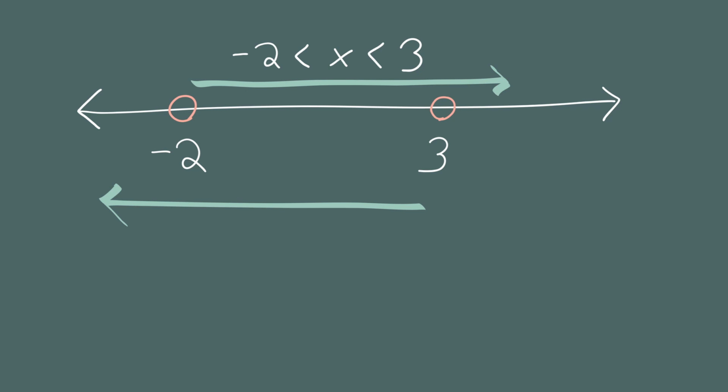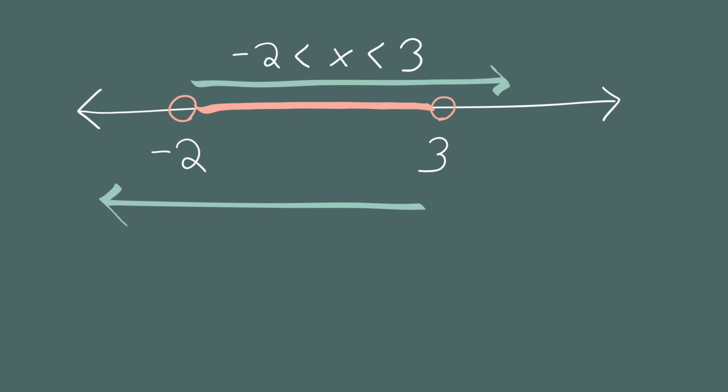We want those real numbers that are both greater than -2 and less than 3. So we want the overlap between these two regions. So these are the numbers that lie between -2 and 3. So we highlight that part of the number line.